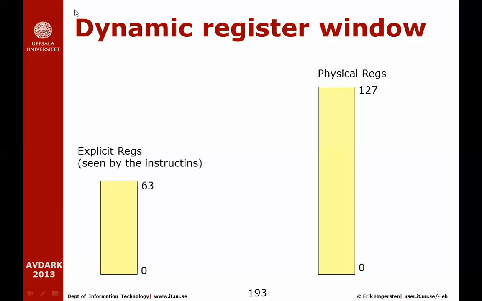Okay, let me explain what's going on. So what I'm showing you here to the left are the 64 registers that can be named by the instruction set. So the instruction set can identify source and destination registers as being one of these 64 registers. And to the right, I'm showing you the physical registers that actually are available on the machine.